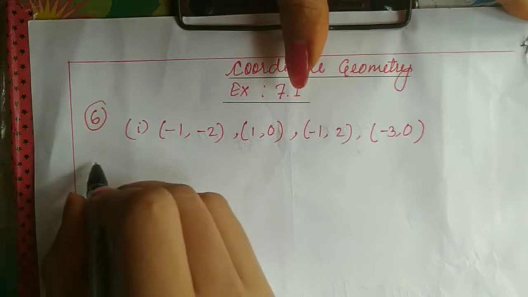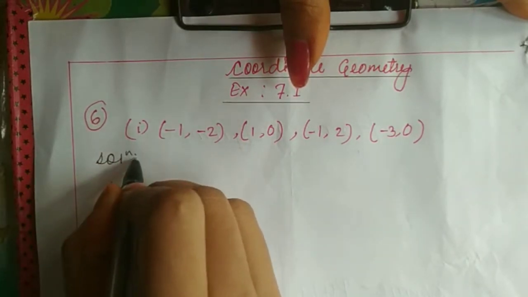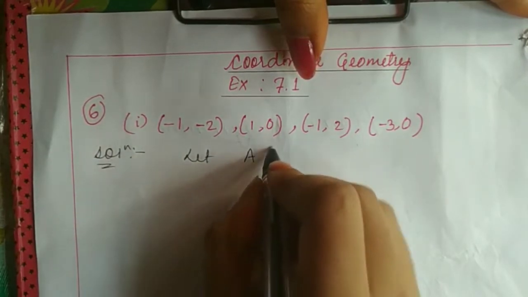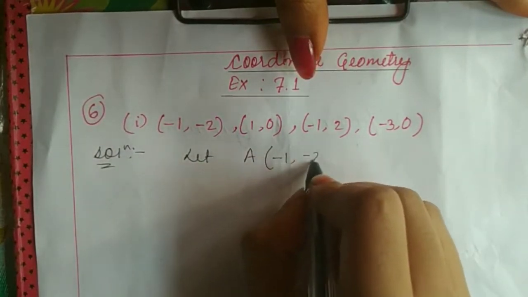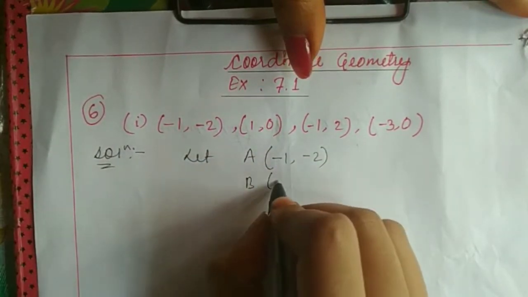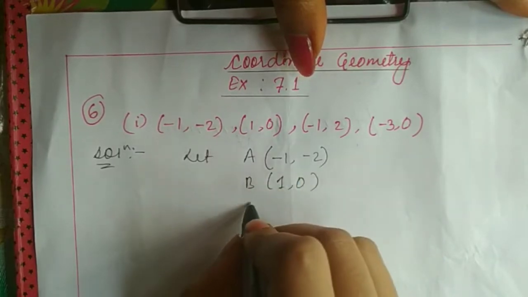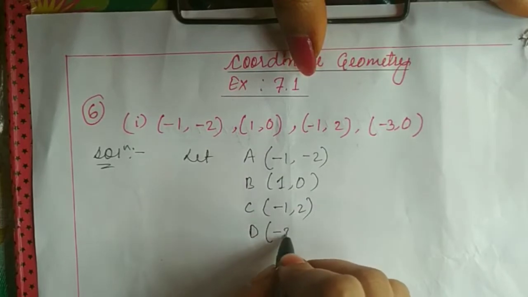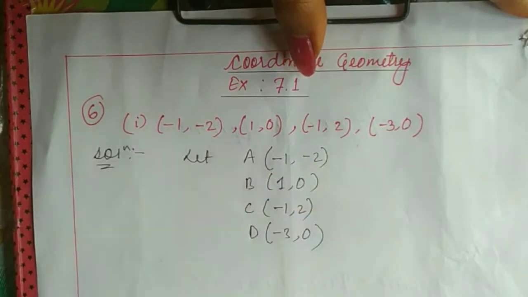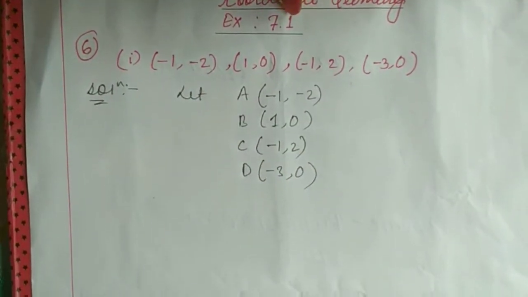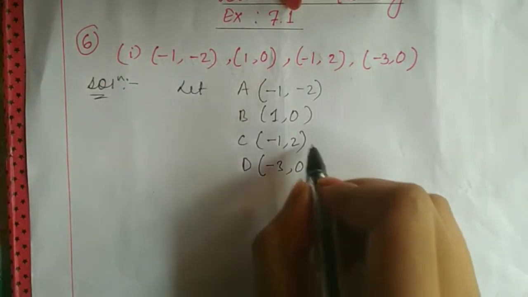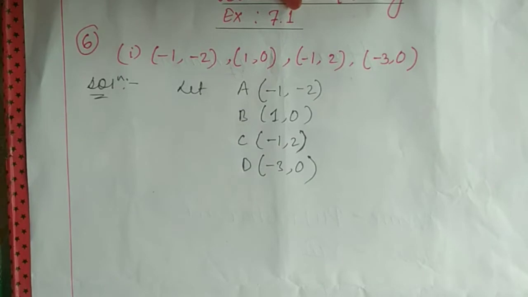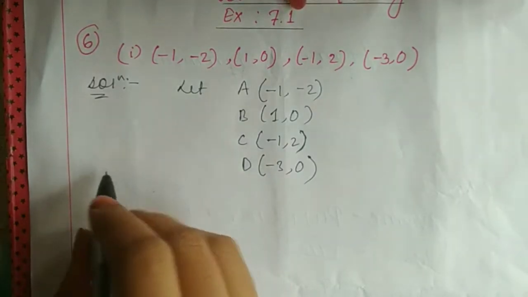So let's start. Let the 4 points be A, B, C, D. A is -1, -2, B is 1, 0, C is -1, 2, and D is -3, 0 be the 4 points. Now we have to see what type of quadrilateral these points form. So for that, what do we have to do?